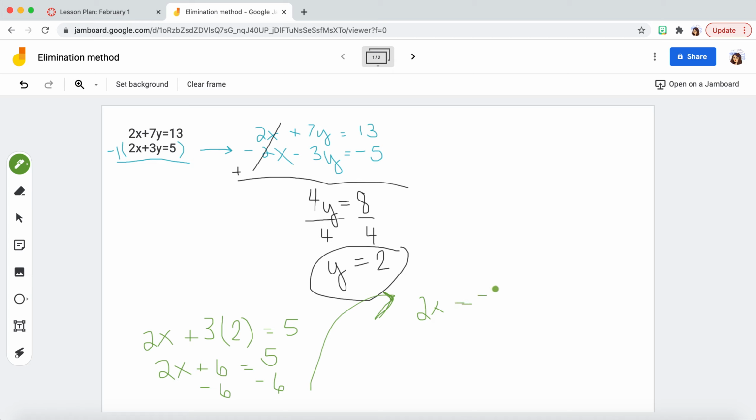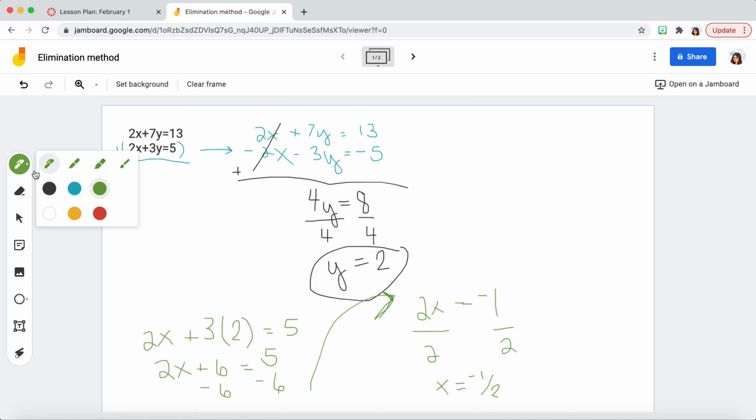That's a -1. And then divide by 2, because I'm trying to solve for x, like I said. So therefore, x equals -1/2. And I would leave it as a fraction, but you can put it in a decimal if you want.